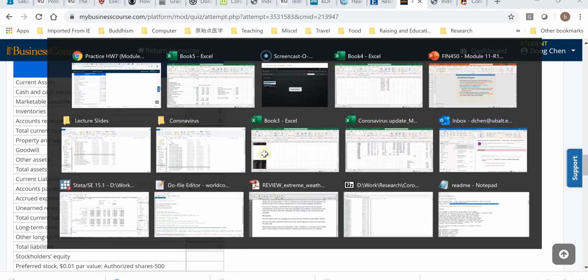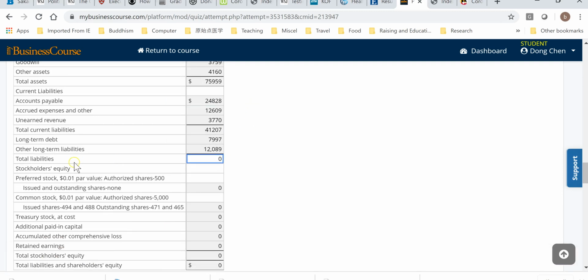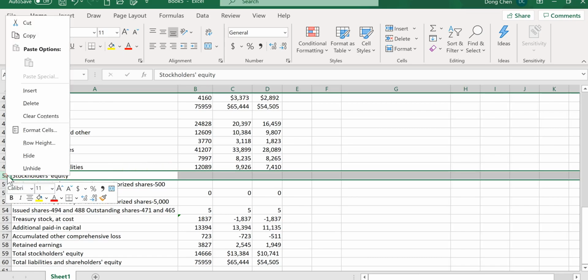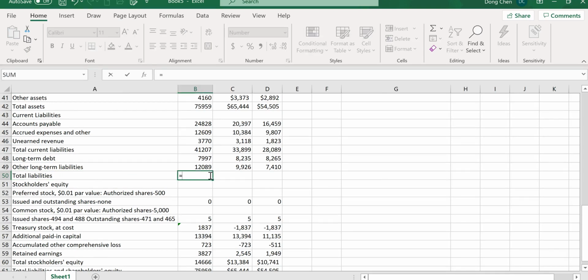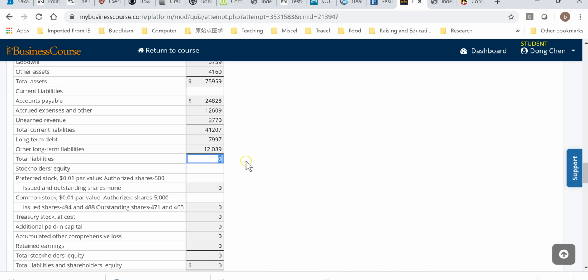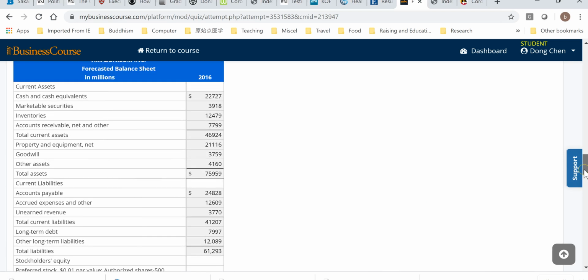And cash and marketable securities. There is a total liabilities item which I didn't calculate in my Excel sheet, so I'm just going to add that. This is simply the sum of the total current liabilities, long-term debt, and other long-term liabilities. So I'll copy this number back here. Alright, so I'm done with copying all these numbers to the two financial statements.